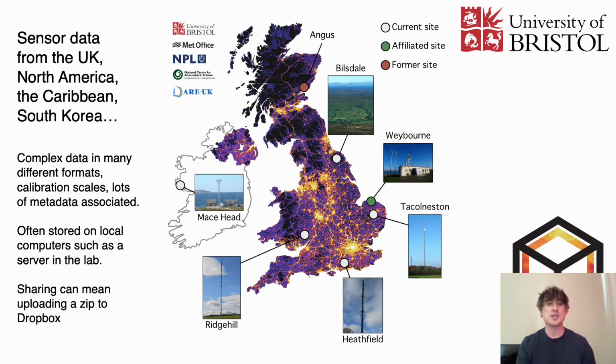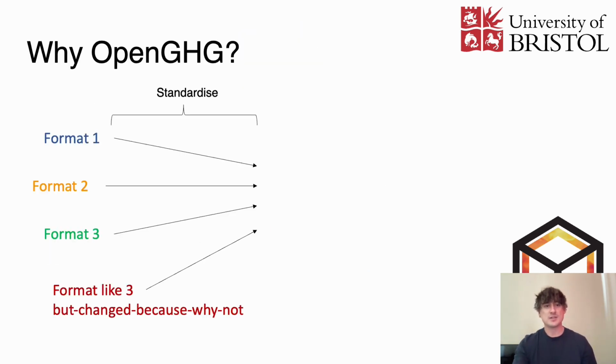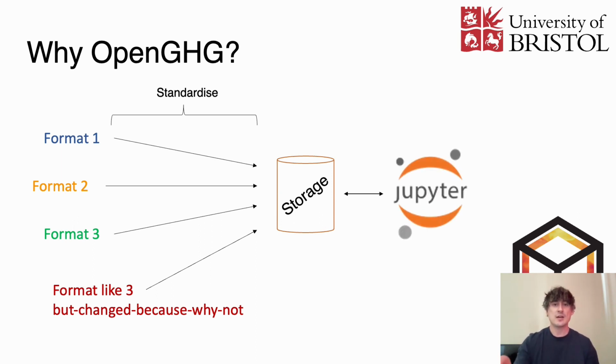And so we've set up OpenGHG, which can do processing of these different formats. So we often get data in lots of different formats, and then you'll have a format that makes sense, and then another format which is like the first one but it's changed because, say, the postdoc that's working on it hasn't quite filled in the right information or has deleted part of the header, and this makes the processing scripts a bit fiddly. So we standardize all these different data formats and store them. So we make sure that all the metadata associated with them is stored and all that type of thing, and then we make them available through a Jupyter notebook interface.